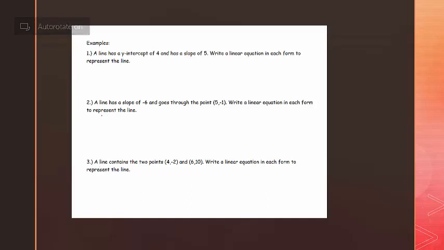The last video ended with number 2, which puts us at number 3. So in this scenario, I actually just gave you 2 points. I did not tell you the slope in this problem, and that's okay.